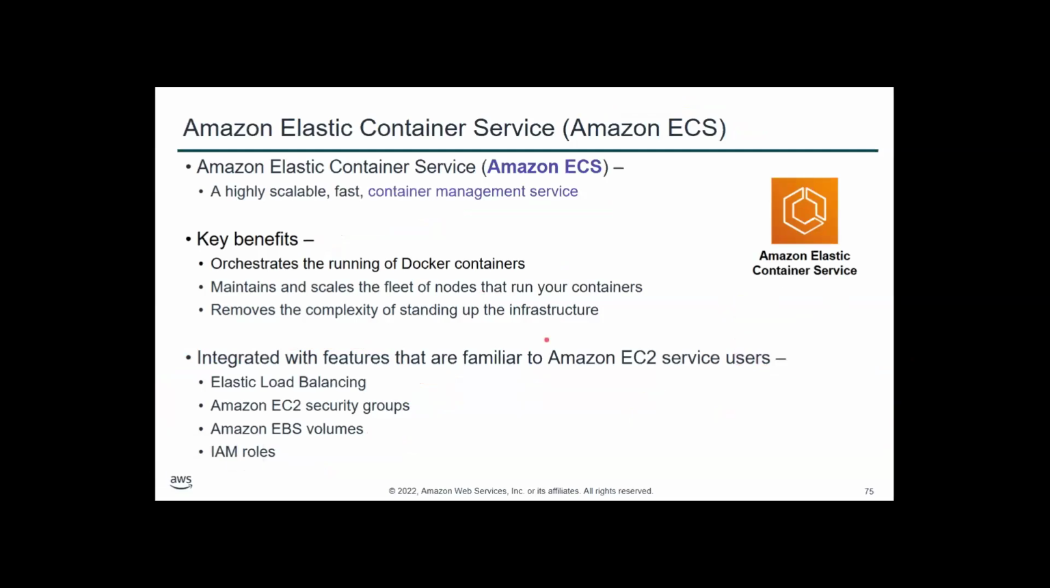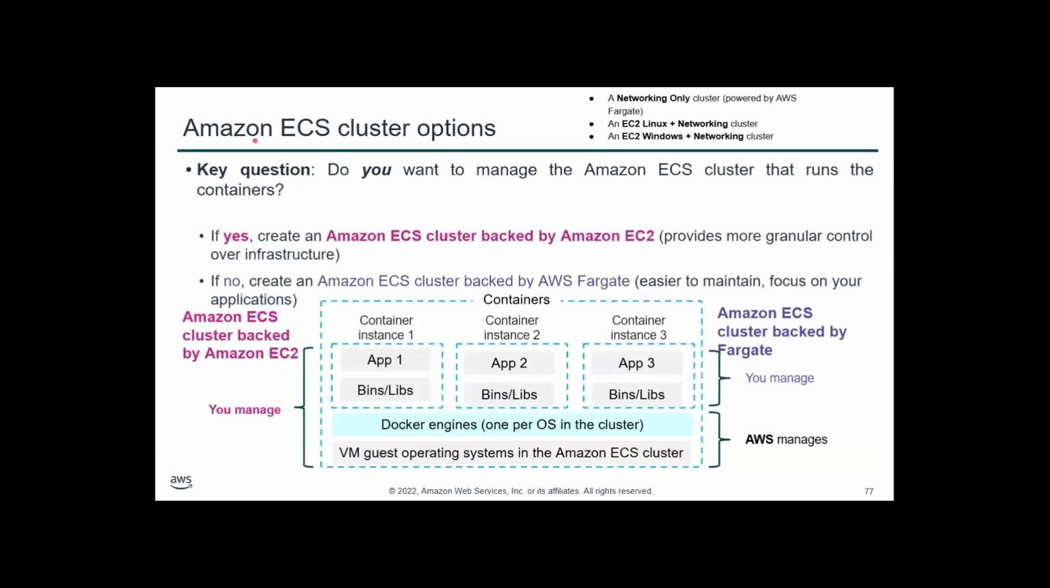Now here you can see in ECS we have two cluster options. What is a cluster? A group, yes, a group of people or a group of things. As I explained previously, Kubernetes is a group of containers you are going to manage. Same thing in ECS, we are going to manage a group of containers. We call it clusters.